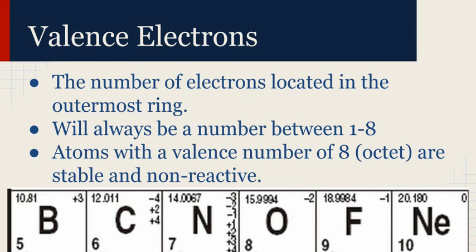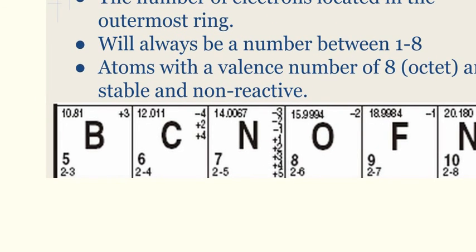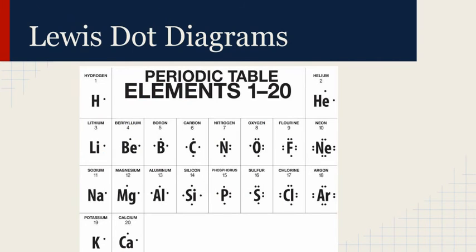The valence electrons are the electrons located on the outermost ring, and the valence number will always be somewhere between 1 and 8. So let's look at these elements here. Boron has a valence number of 3. Carbon has a valence number of 4. Nitrogen has a valence number of 5. Oxygen 6. Fluorine 7. And neon 8. So the valence number is the last number in that electron configuration.